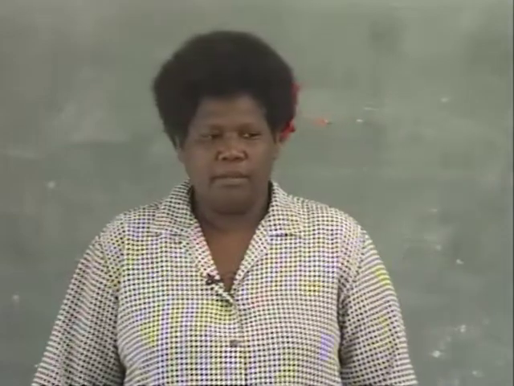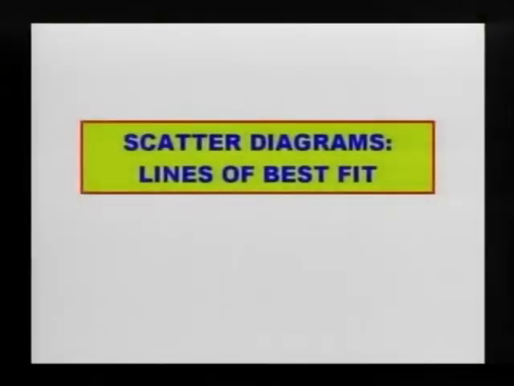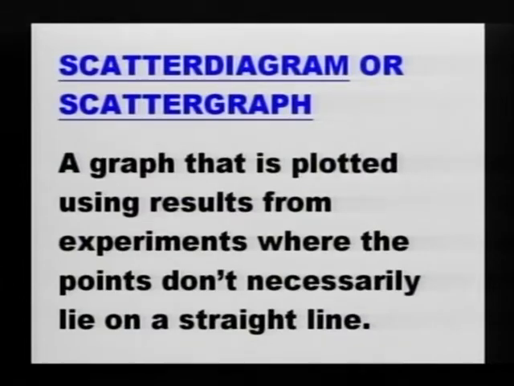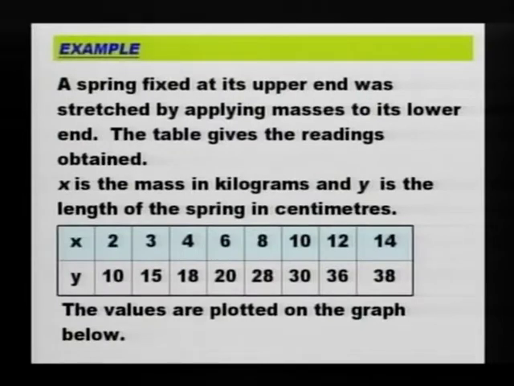We looked at scatter diagrams or scatter graphs and how to draw lines of best fit. You were told that it's a graph that is plotted using results usually from experiments, and the points don't lie on a straight line. They are usually scattered. You were given an example that was plotted.